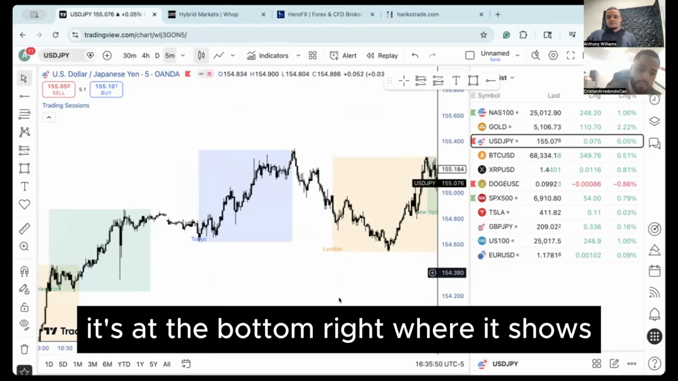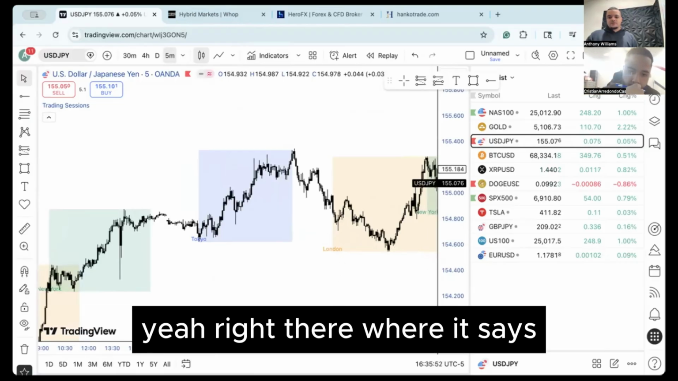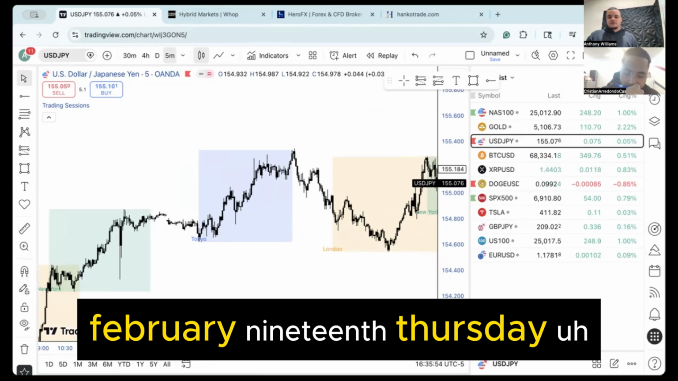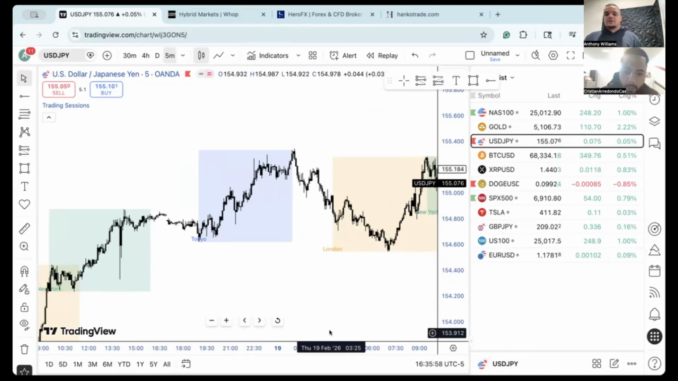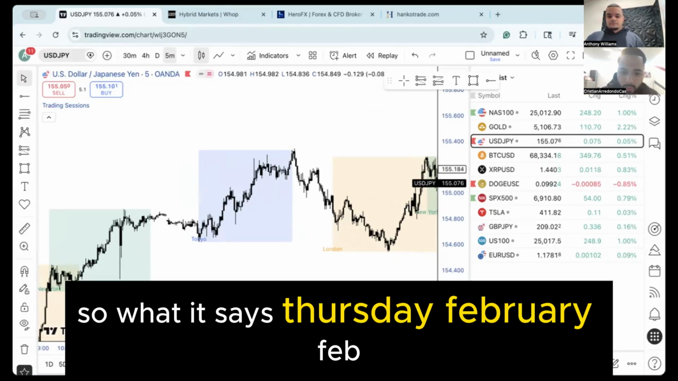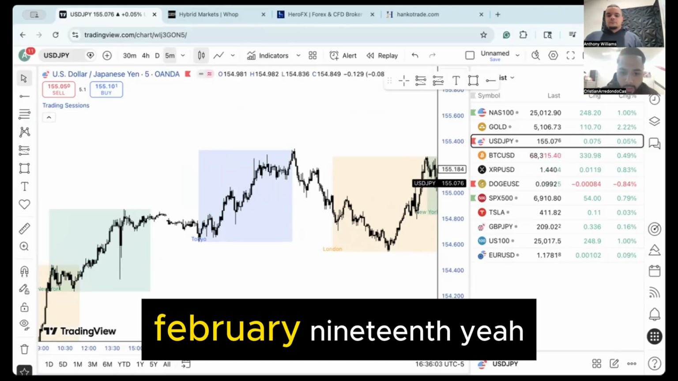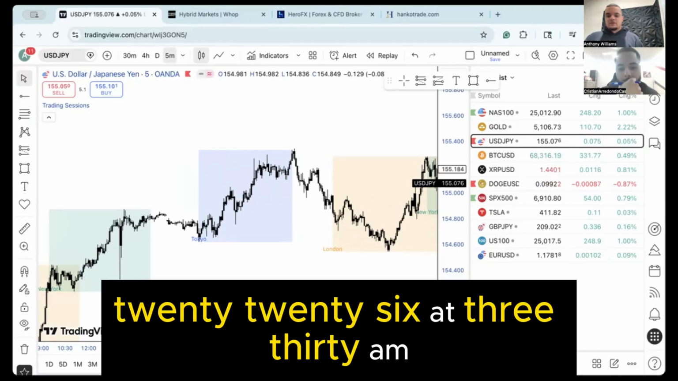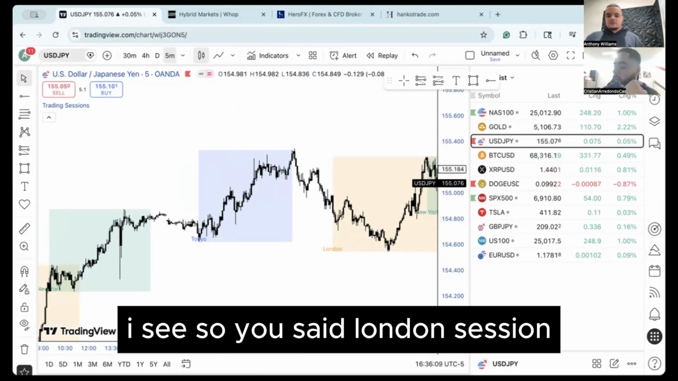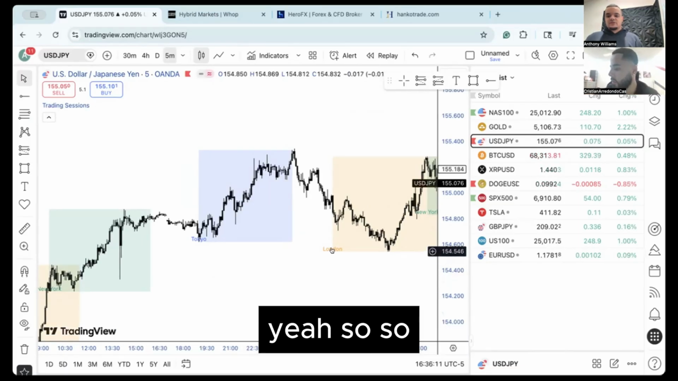How are you able to tell the times? At the bottom, right there where it says February 19th, Thursday, 3:25. It's military time. So it says Thursday, February 19th, 2026 at 3:30 a.m. Oh, I see. And this said London session.